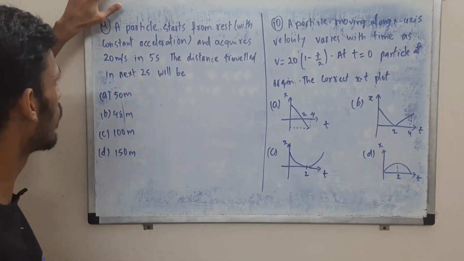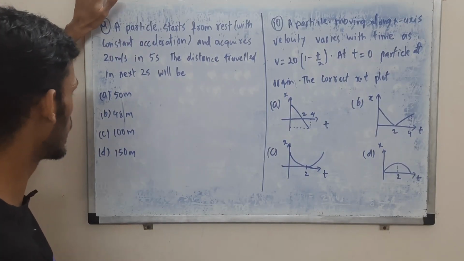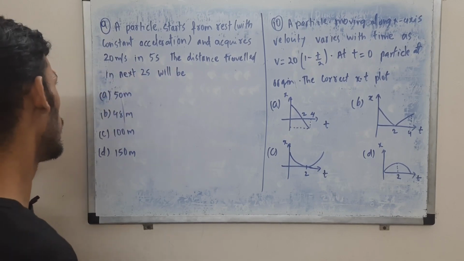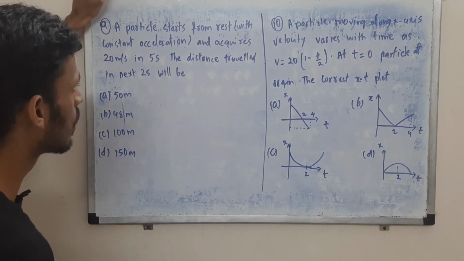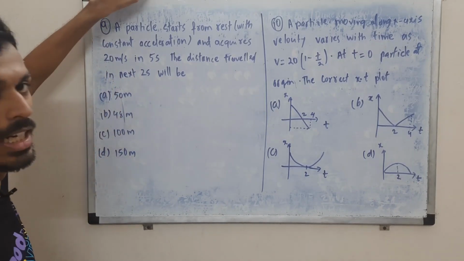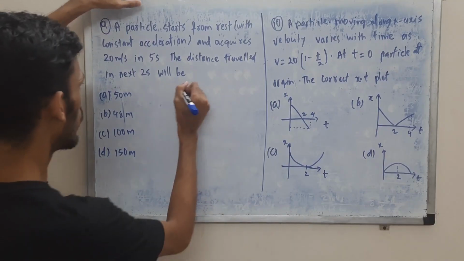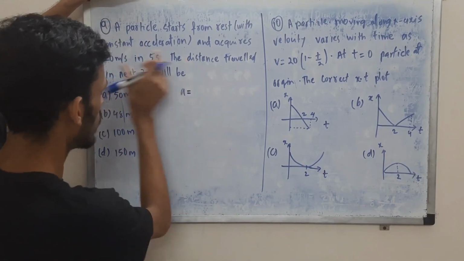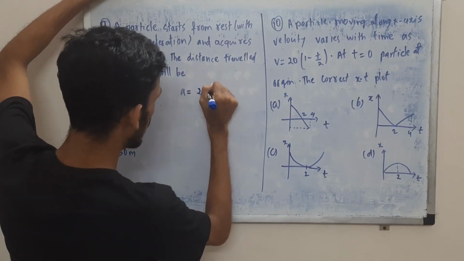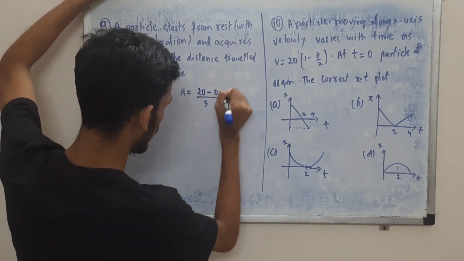So question 9, we have a particle that starts from rest with some constant acceleration. It accelerates to 20 meters per second in 5 seconds. You are supposed to tell what will be the distance traveled in the next 2 seconds. First of all, you can find acceleration because there is some change in velocity, beginning from rest and going to 20. So (20 minus 0) upon 5, right?